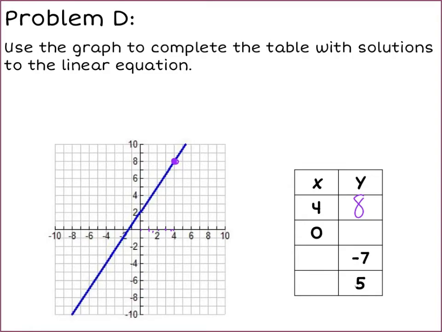And I'm going to go down to where it says y is negative 7. So in this case, instead of going from side to side and then matching the line, since I'm looking for the x, I need to go up and down. So I need to go down to where negative 7 is. So I'm going to go down to negative 7 and see where that is on the line to find my x. So here I've gone down to negative 7, and where that is on the line, the x is going to be negative 6. So that's going to be negative 6 for x when my y is negative 7.